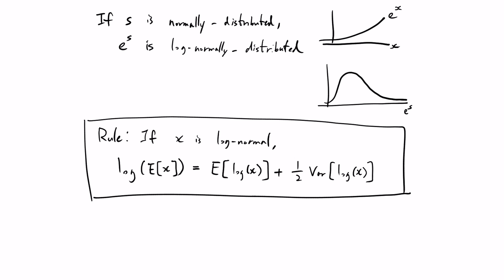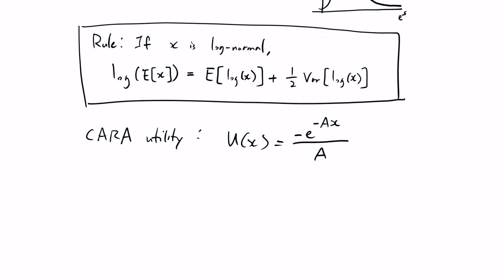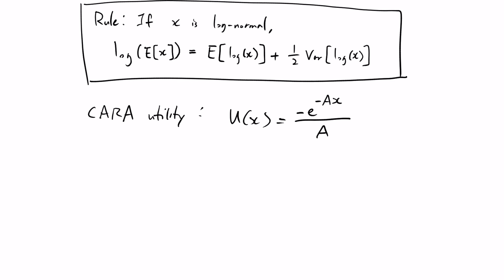Okay, so let's do that. Now CARA utility is u(x) equals negative e to the power negative a x, over a. Let's substitute in the final wealth for x.